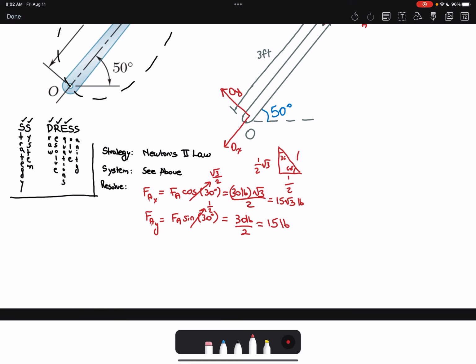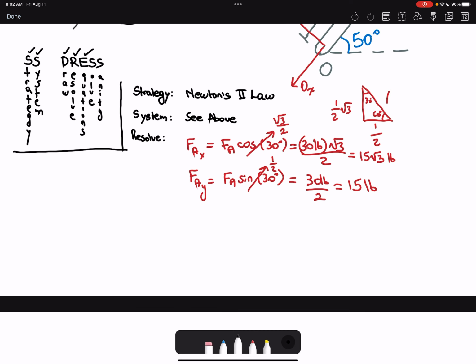Okay, so once we have resolved, we can say equations. So I'm just rewriting what I did earlier. Sum of the forces in the x is going to be 0. Sum of the forces in the y is going to be 0. And sum of the moments about O is going to be 0.